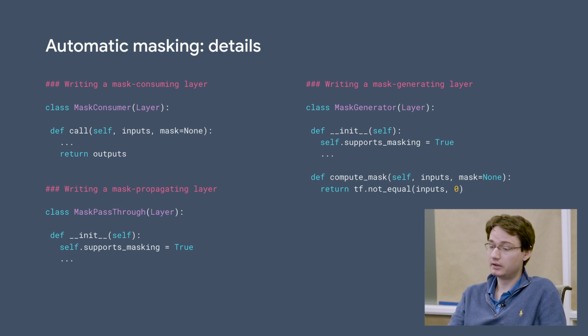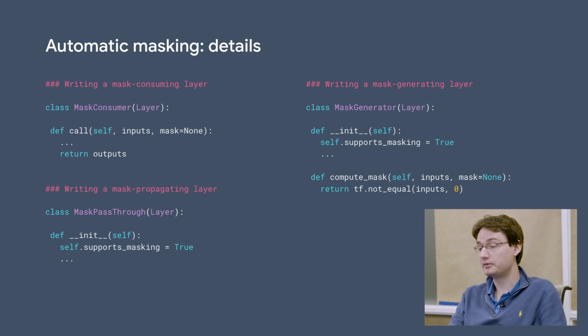If you have a layer that can safely pass through a mask, for instance, a dense layer, or in general, any layer that does not affect the time dimension of its inputs, you can just enable your layer to pass through its mask by saying it supports masking. It is opt-in because a lot of the time layers might be affecting the time dimension of the inputs, in which case the meaning of the mask would be changed.